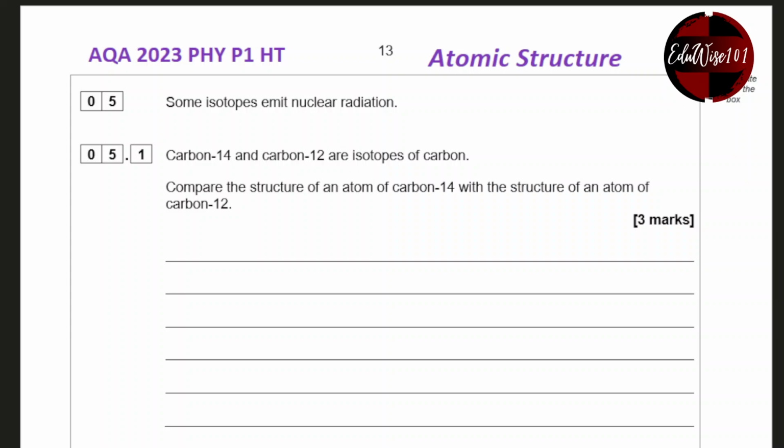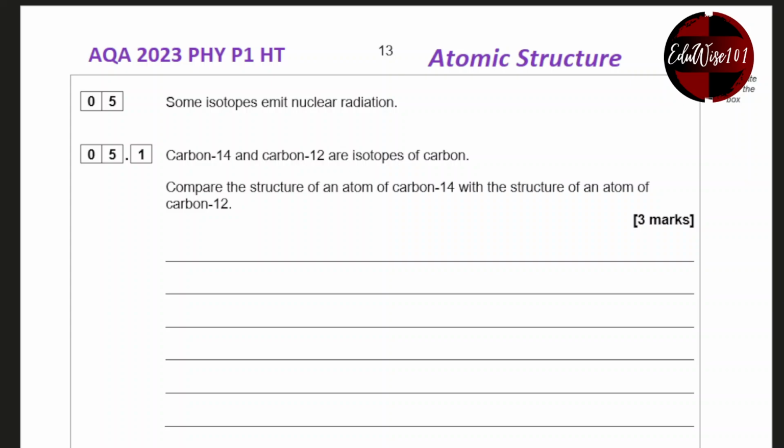In this video, I'm going to go through the AQA Physics Paper 1 Higher Tier from 2023. Question number 5 is on the topic of atomic structure. Some isotopes emit nuclear radiation. Carbon-14 and carbon-12 are isotopes of carbon. Compare the structure of an atom of carbon-14 with the structure of carbon-12.